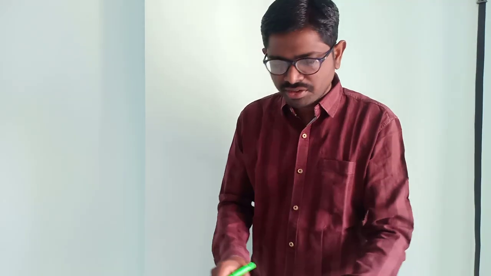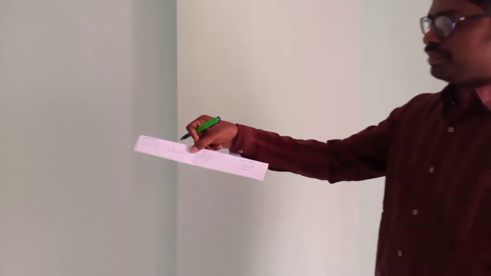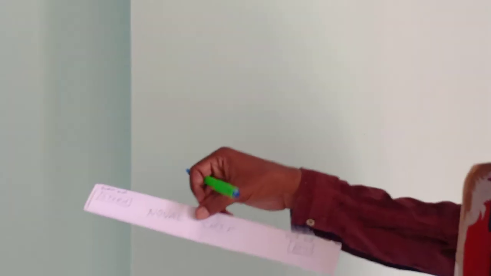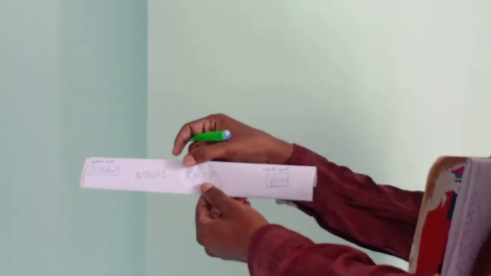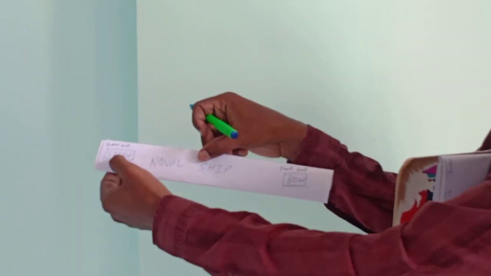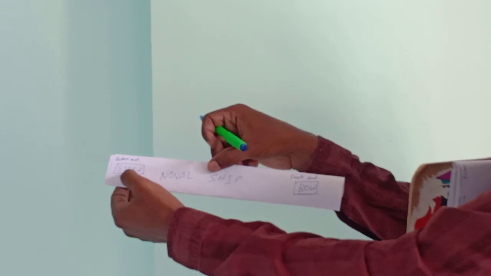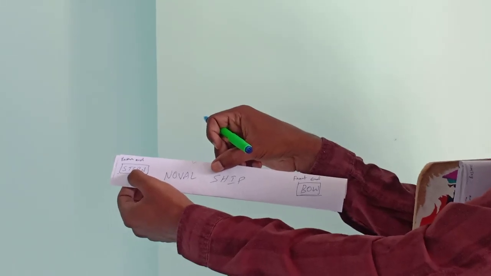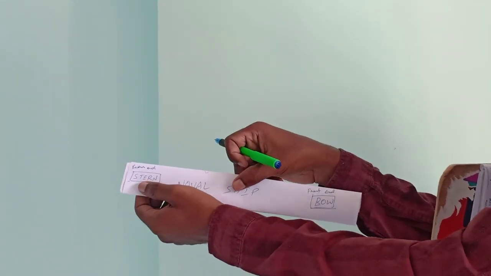To tell the effect of reactive gyroscopic couple because of these movements, I have to draw the angular momentum vector. How to draw the angular momentum vector? If you see, now this is the ship, the naval ship, and this is the front end, we call it the bow. This is the rear end, we call it the stern or aft. The condition is given to you.